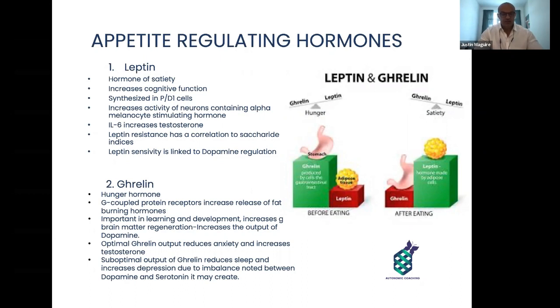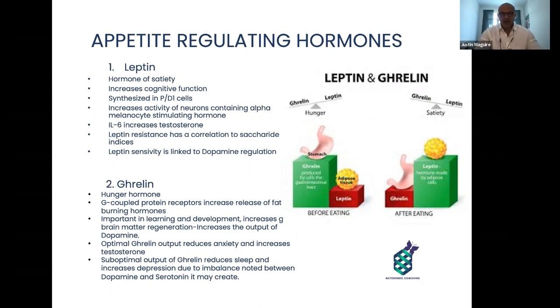Ghrelin increases the output of dopamine. Now this is D2, the activity of D2. So leptin increases the synthesis of D1 cells. So D1 receptors, okay, basically help to facilitate the activity of dopamine. D2 receptors actually put the brakes on the activity itself. Sorry, it's the other way around. D1 brakes and D2 facilitates activity of dopamine in the cell.